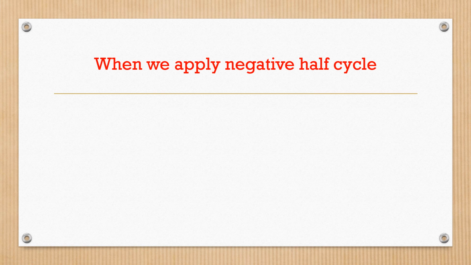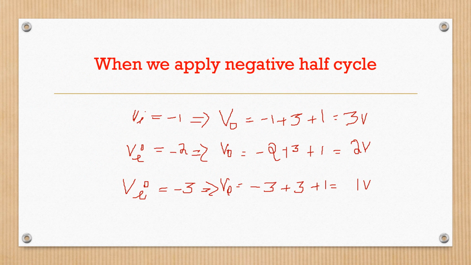When we apply the negative half cycle to this clamper circuit, first my Vin is equal to minus 1 volt. When my Vin is equal to minus 1 volt, the Vout is equal to positive 3 volt. When my Vin is equal to minus 2 volt, my Vout is equal to positive 2 volt. When my Vin is equal to minus 3 volt, my Vout is equal to positive 1 volt. In the next slide, we will see the output of the negative clamper circuit.